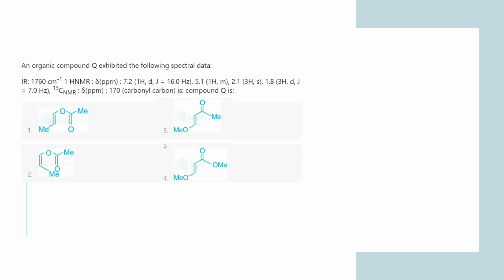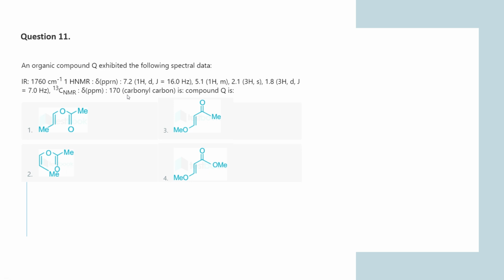So next we have another question from 1H spectrum, which will be a little difficult maybe as compared to the previous questions. An organic compound Q exhibited the following spectral data. You have been given 1H NMR 7.2, 1 hydrogen doublet, 5.1, 1 hydrogen multiplet, 2.1, 3 hydrogen singlet, and 1.8, 3 hydrogen doublet. And for the carbonyl carbon, you have been given that it gives one signal for carbonyl carbon at 170 ppm.